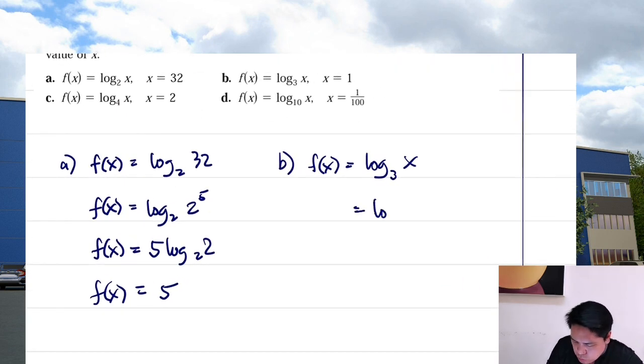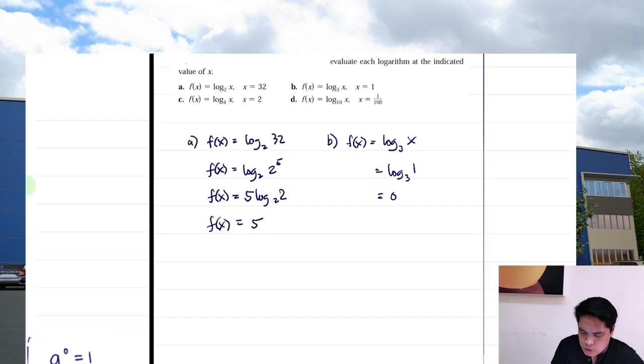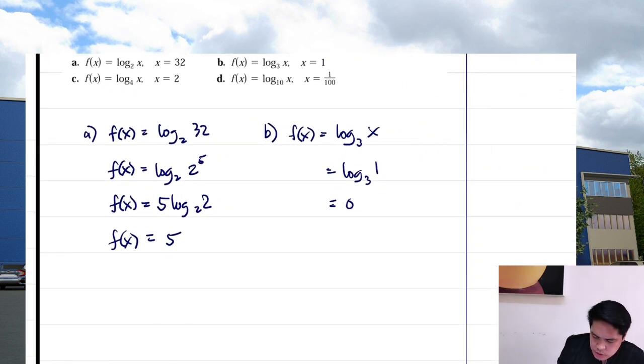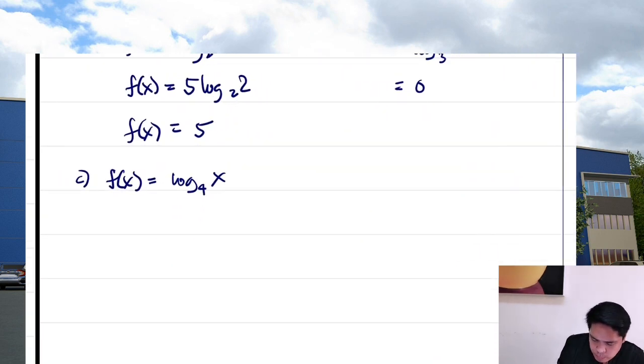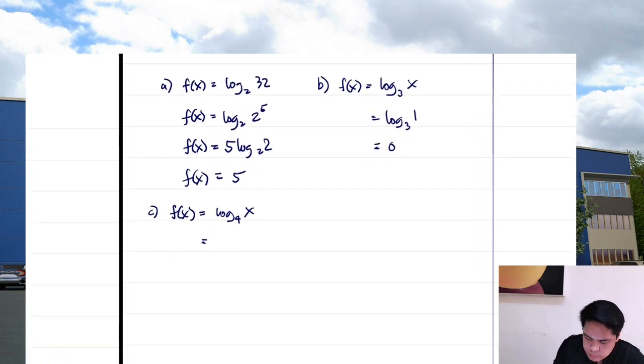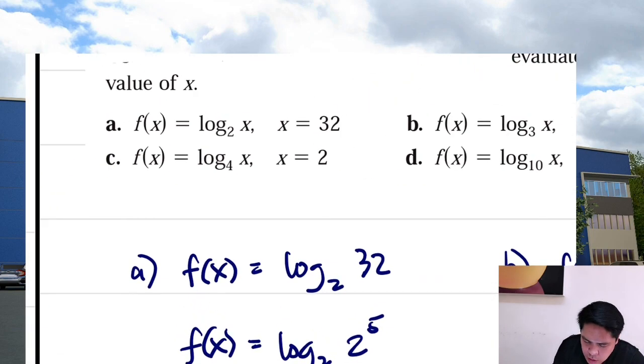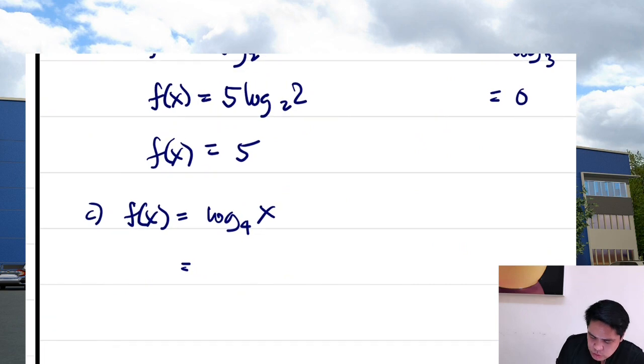So that would be logarithm of 1 to the base 3, and we know that the logarithm of 1 to any base is just 0. Ganun lang kadali. How about letter C? We have f of x equal to the logarithm of x to the base 4. Okay. So that would be x daw is equal to 2. So that would be logarithm of 2 to the base 4.